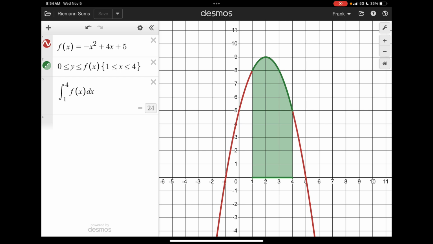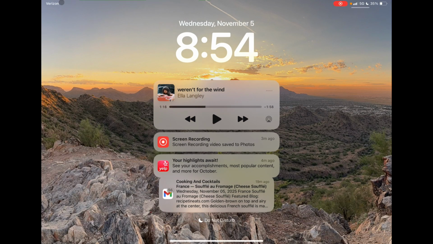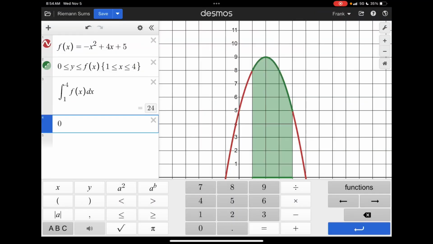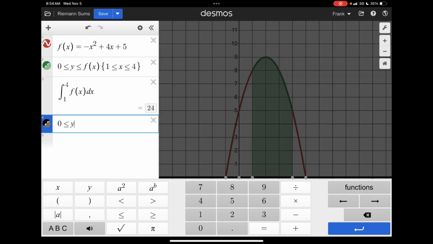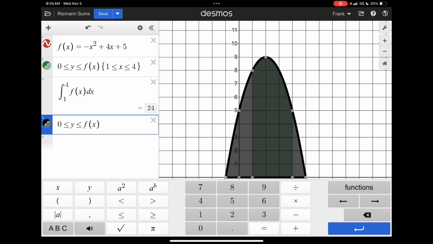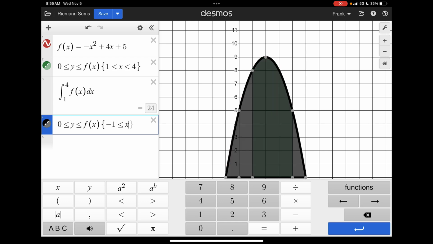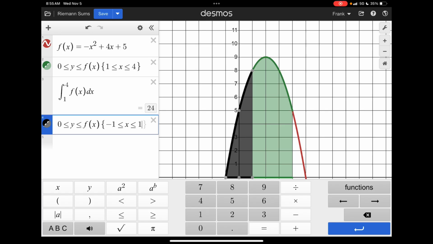What if I wanted to figure out the area of another region? So what if I want to know what the area of the region is from -1 up to 1? That's a piece I didn't have. So let me go ahead and draw that for us. Let's do 0 is less than or equal to y is less than or equal to f of x. But this time, let's do it going from -1 is less than or equal to x, which is less than or equal to 1. So now it shades that region, so you can see that area.